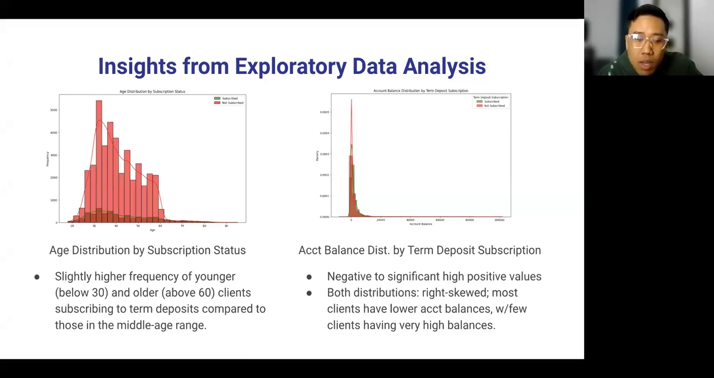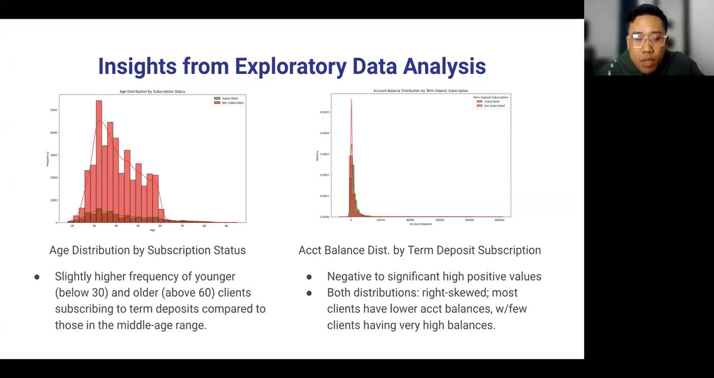So on the left, we have age distribution by subscription status, which showcases the age distribution of clients on the x-axis based on their subscription status to term deposits on the y-axis, with subscribers highlighted in green and non-subscribers highlighted in red. We see a slightly higher frequency of clients below age 30 and over 60 subscribing to term deposits compared to those in the middle age range.